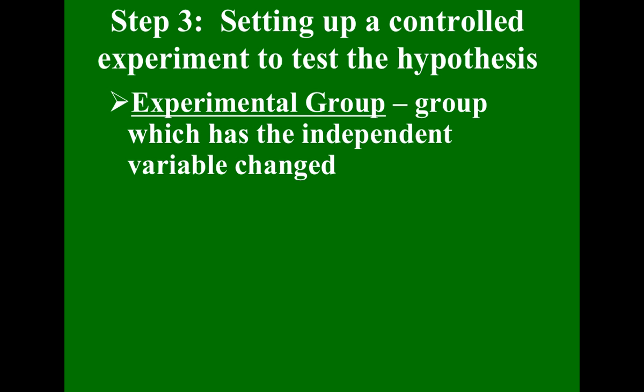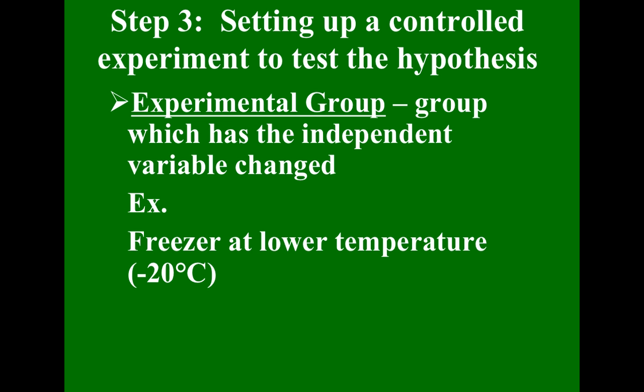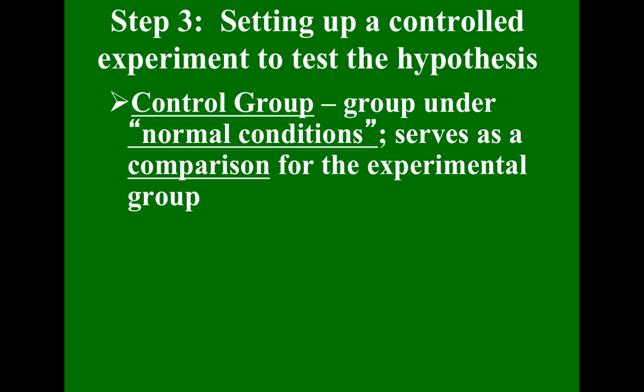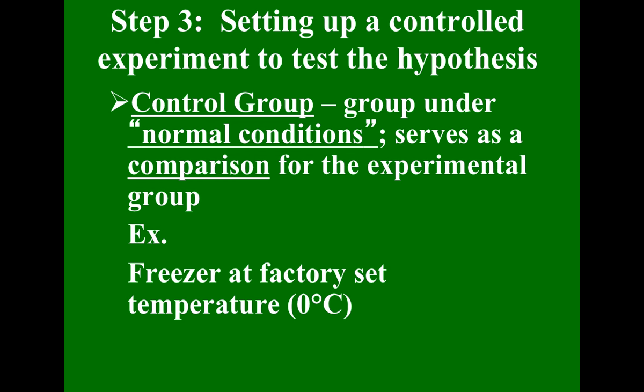The first setup is called the experimental group. Now in this group we actually will change the independent variable from normal. So this would be the freezer with the temperature that's been lowered. The second setup is what we call the control group. This is the group that's under the normal conditions. And we need this because without this comparison, we can't tell if the experimental group is actually doing what we guessed it would in our hypothesis. So for example, the freezer set at the factory set temperature would be our control group in this situation.